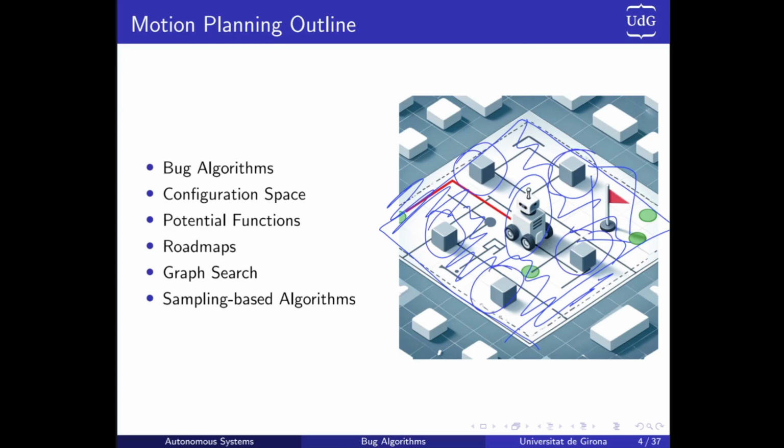Sometimes we may have roadmaps predefined, sometimes not, etc. But this is our goal during all this part of the lesson, that will be at least 5-6 classes. Okay?